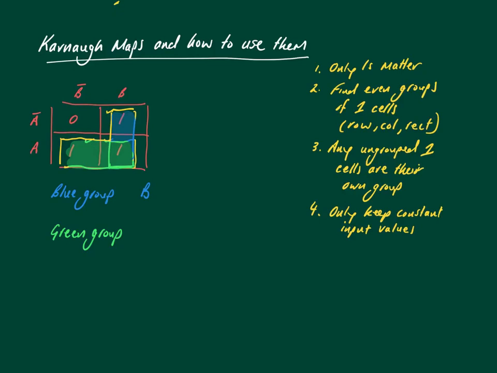And from the green group, that's the row. A doesn't change because that's the row identifier, but B is negated, so B changes, so we don't keep that. All we're keeping from the green group is A. And then to create the final Boolean algebra, you just combine all the groups together. So it's A from the green group, or it's B from the blue group. And that is your output from a Karnaugh map.